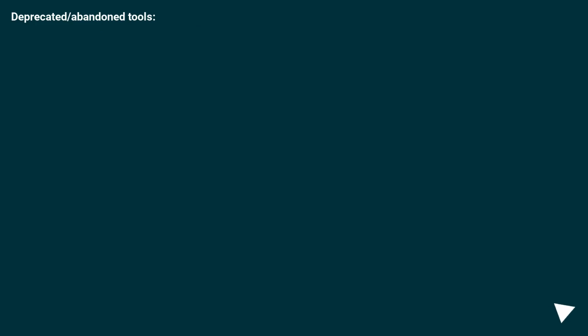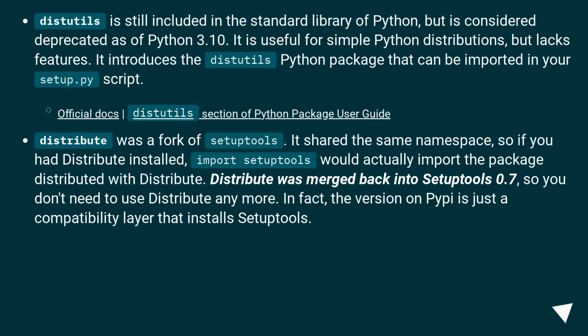Deprecated or abandoned tools. distutils is still included in the standard library of Python, but is considered deprecated as of Python 3.10. It is useful for simple Python distributions, but lacks features. It introduces the distutils Python package that can be imported in your setup.py script. Official docs, distutils section of Python Packaging User Guide.